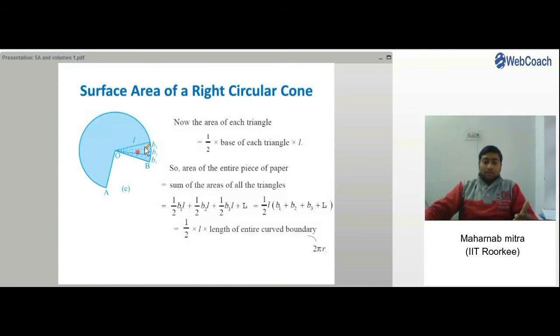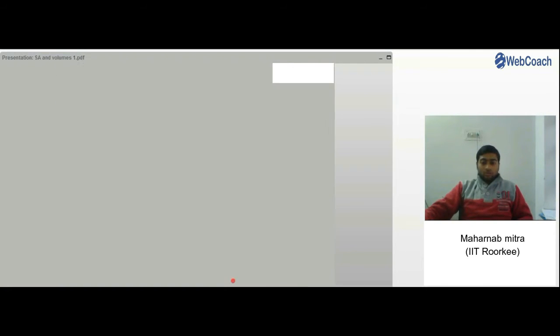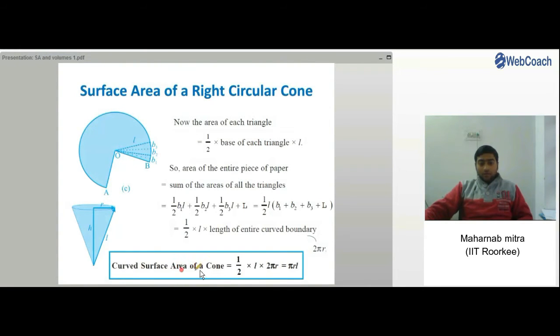So here the curved boundary is nothing but 2 pi r, right? The length of the curved circle is nothing but the perimeter of a circle, which is 2 pi r. So the curved surface area of a cone comes out to be half into length into 2 pi r, and if we work out the answer, the curved surface area comes out to be pi r l.